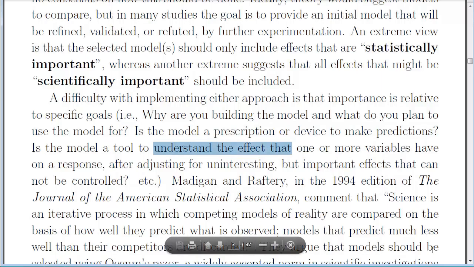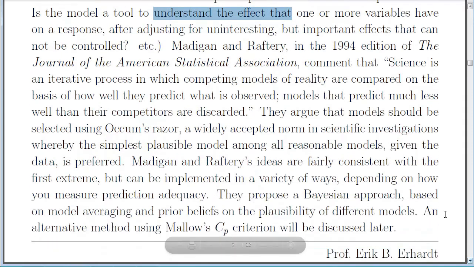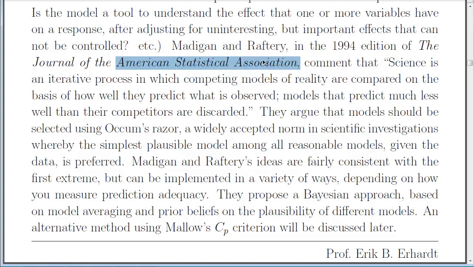What is your goal? And in JASA, which is probably the primary journal in statistics, the American Statistical Association is our national organization, and this is the primary journal for that. There's a comment from over 20 years ago: science is an iterative process in which competing models of reality are compared on the basis of how well they predict what is observed. So if a model predicts well, that model will be preferred over a model that doesn't predict well. That's what the rest of that quote says. They argue that models should be selected using Occam's razor.